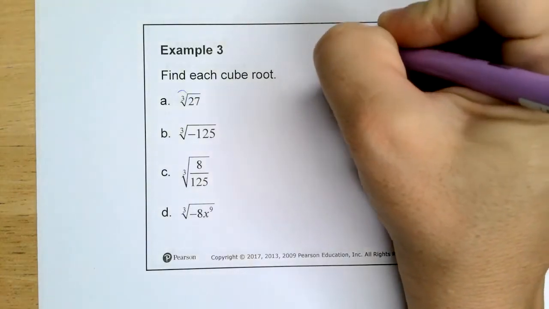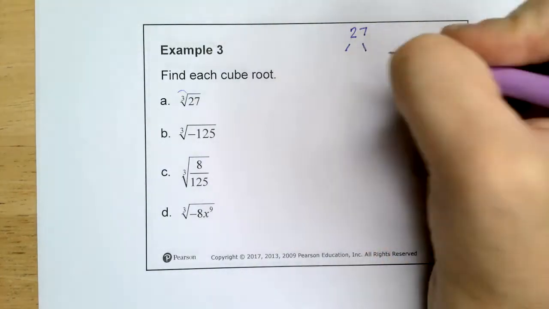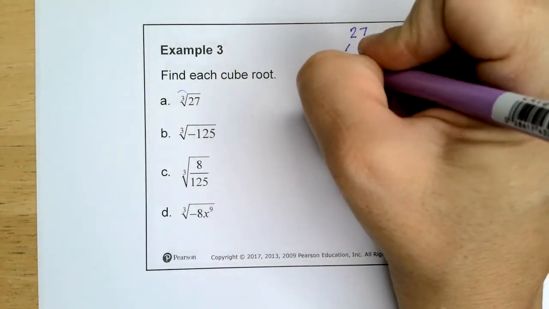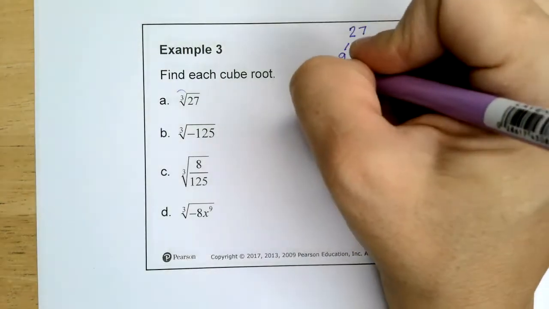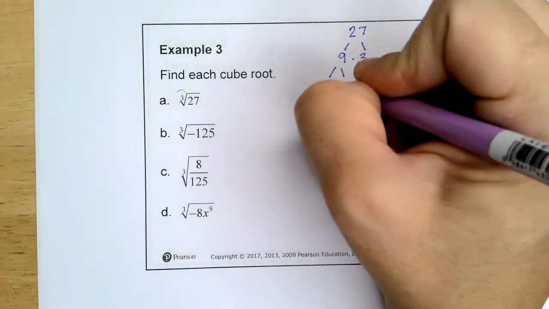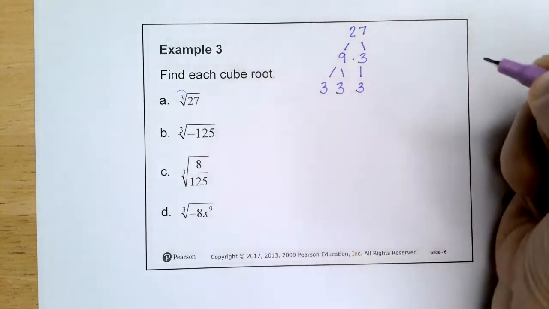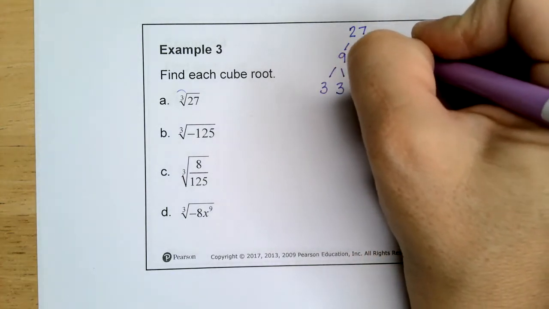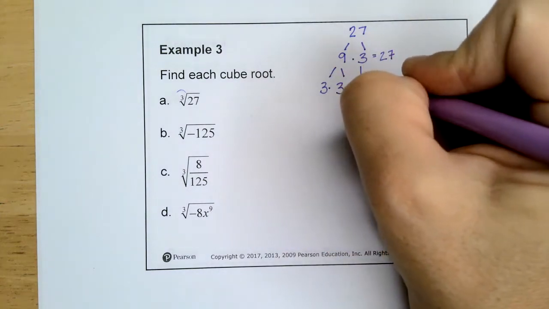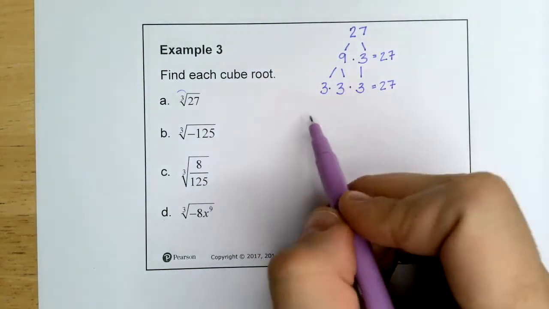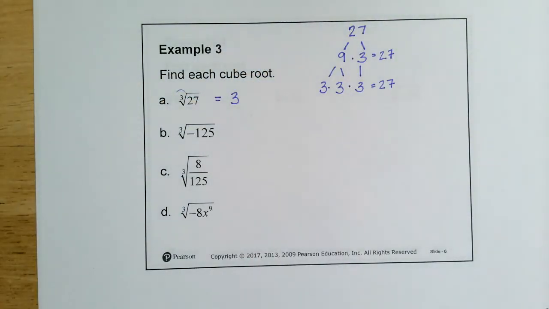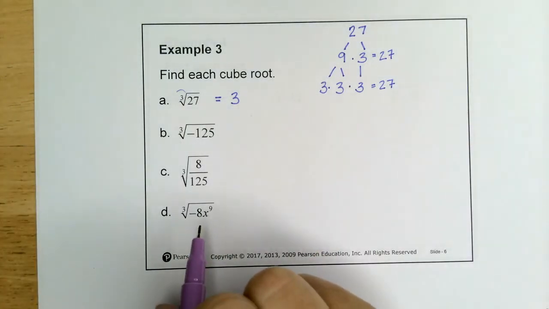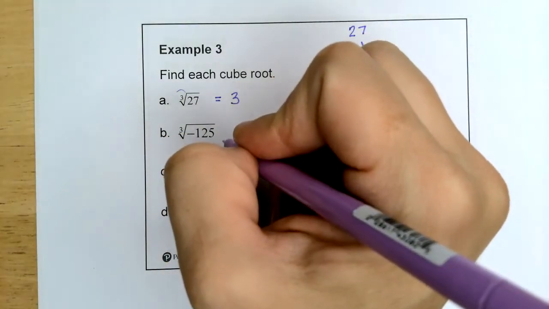So 27, the factors of 27 are, you divide it by 9, right? 9 times 3 is 27. 9 can factor into 3 and 3, and 3 is already prime. So 3 times 3 times 3 is 27. Because I have three 3s, I can take them out. So the cube root of 27 is +3, because 3 cubed equals 27.